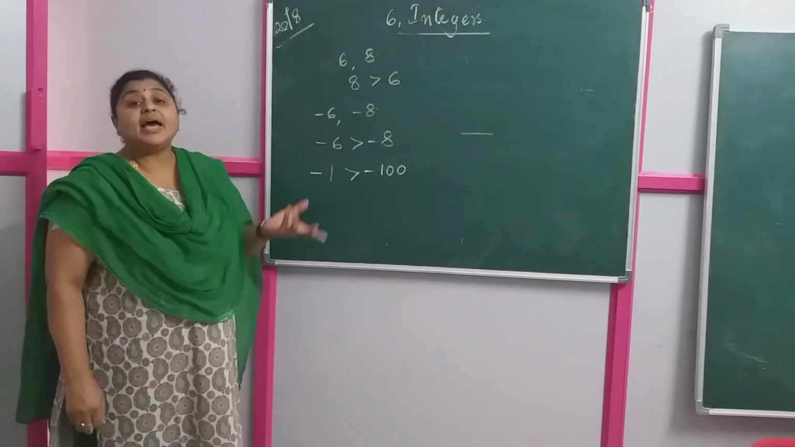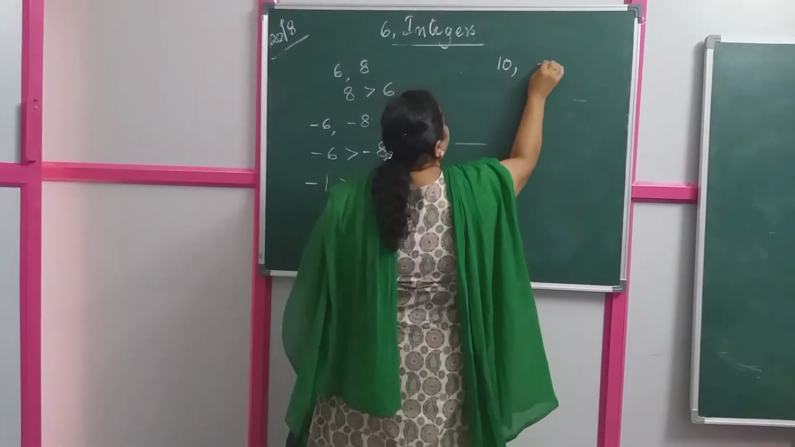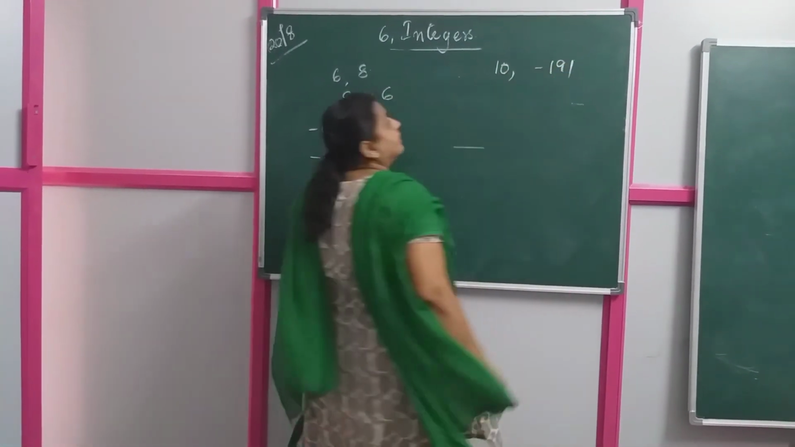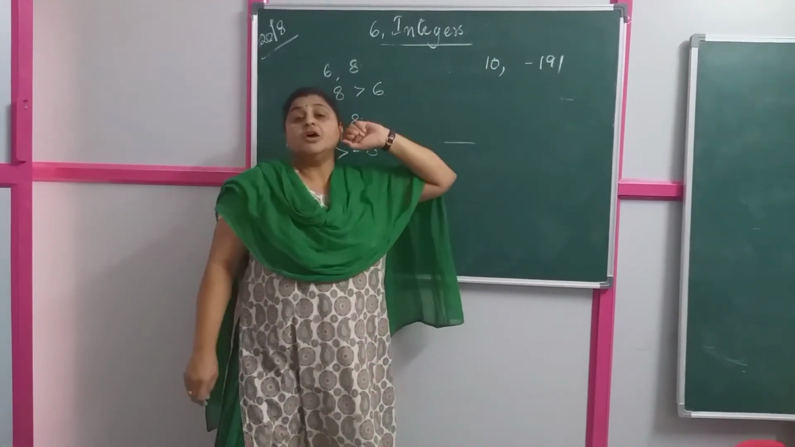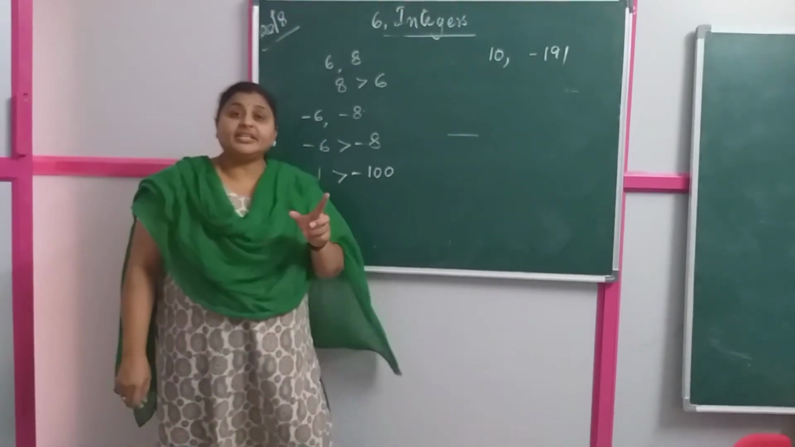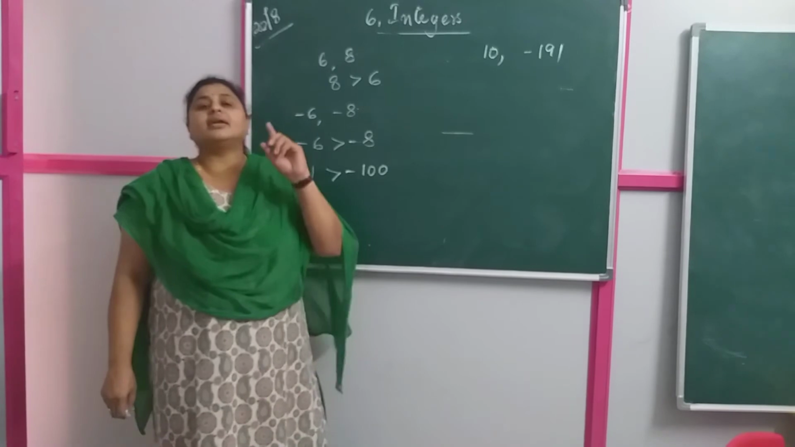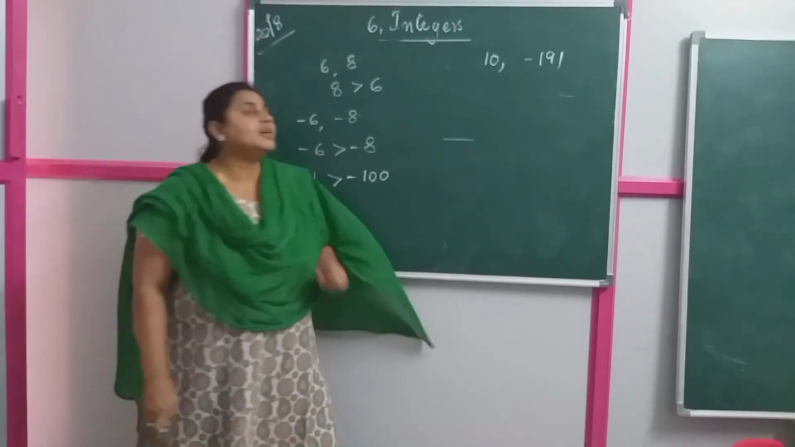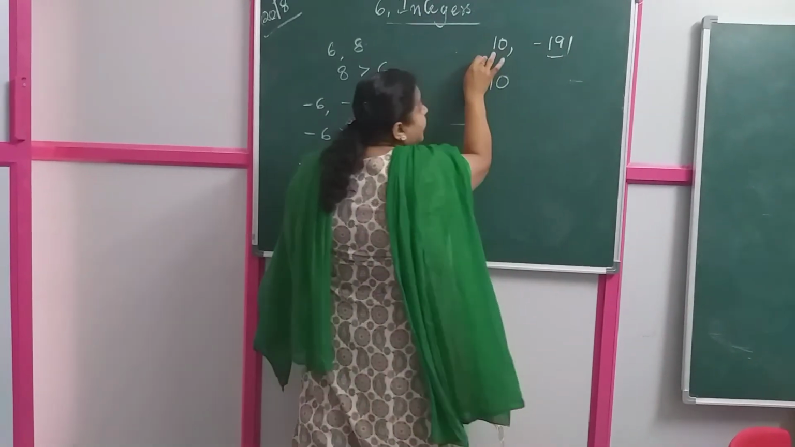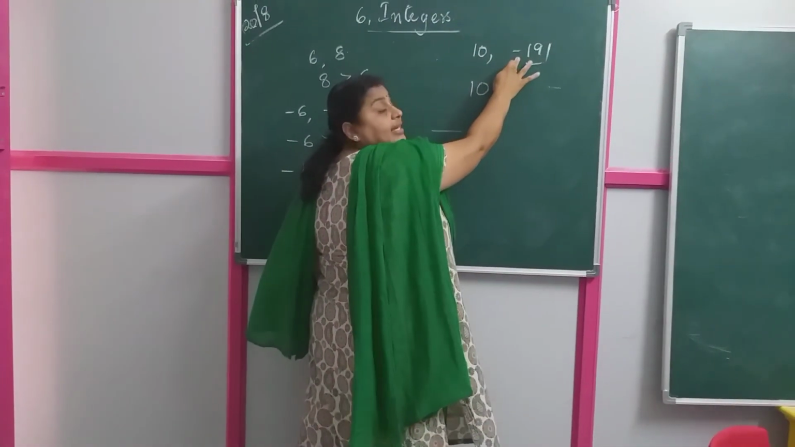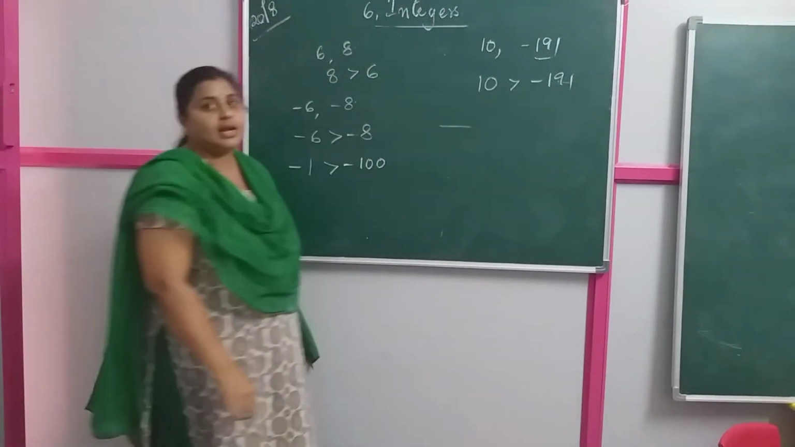Then, when we are comparing a negative and a positive, suppose I have 10 and minus 191. What did I say? All positive integers are greater than negative integers. So here, though 191 is more than 10, we have a negative sign here. So 10 is greater than minus 191.